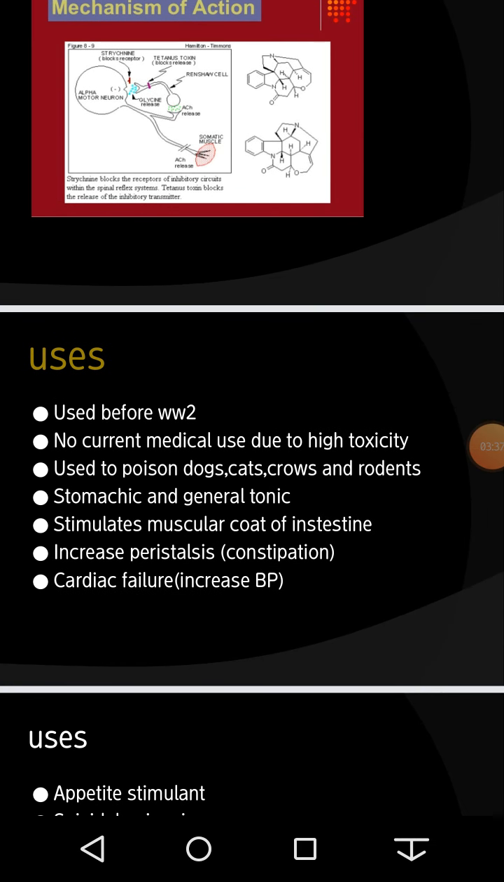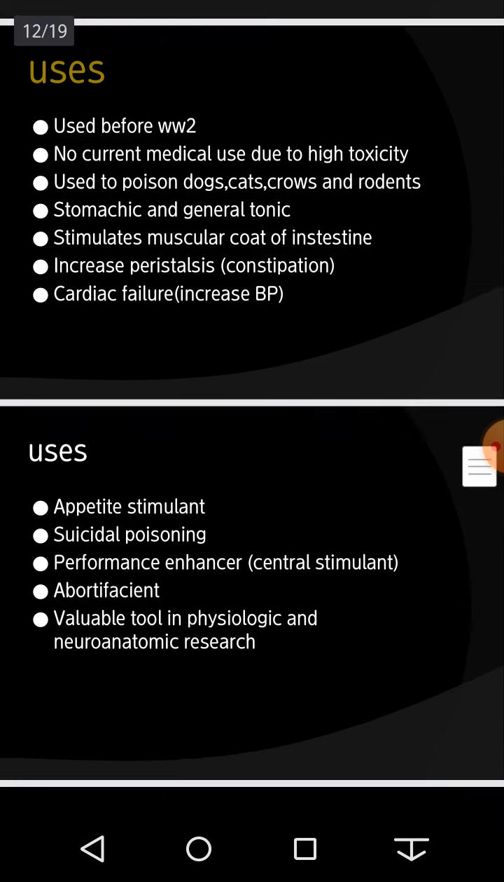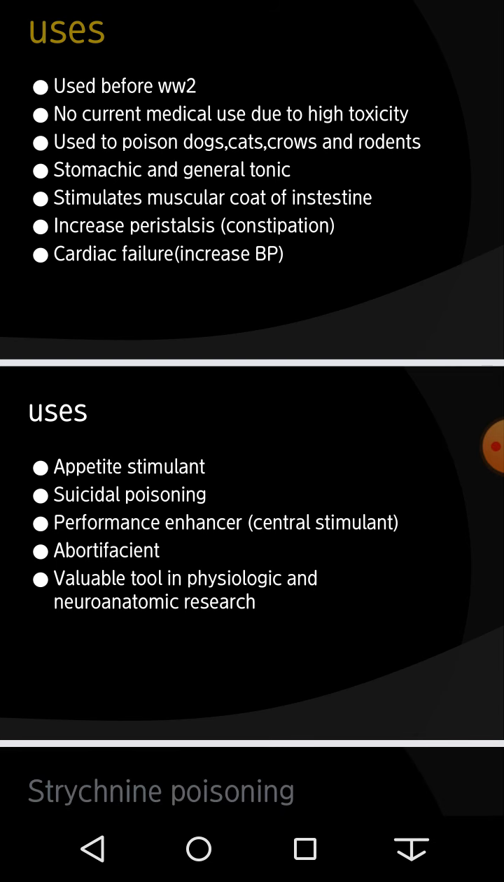Uses. It was used before World War II. No current medical use due to high toxicity. Used to poison dogs, cats, crows, and rodents. Stomachic and general tonic, it stimulates the muscular coat of the intestine and increases peristalsis. It decreases constipation. Cardiac failure: it can also be given in cardiac failure because it increases blood pressure.